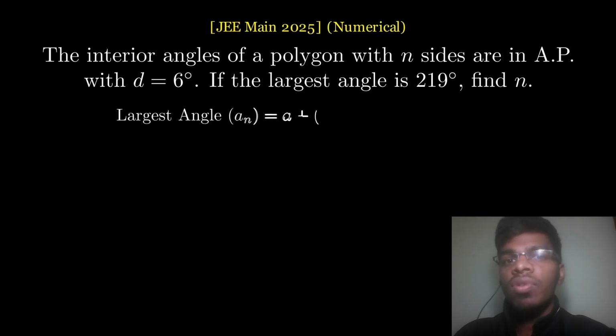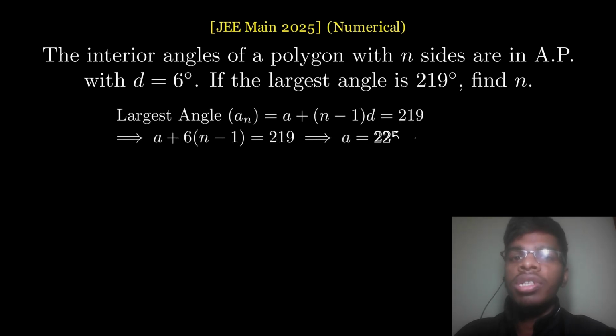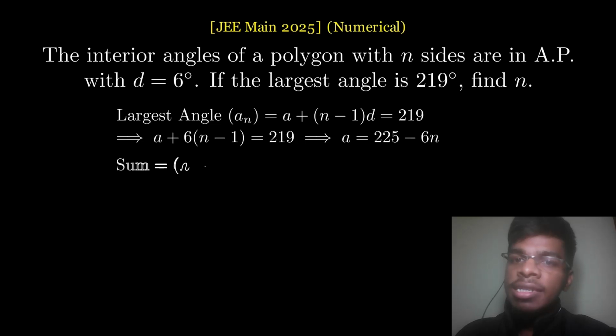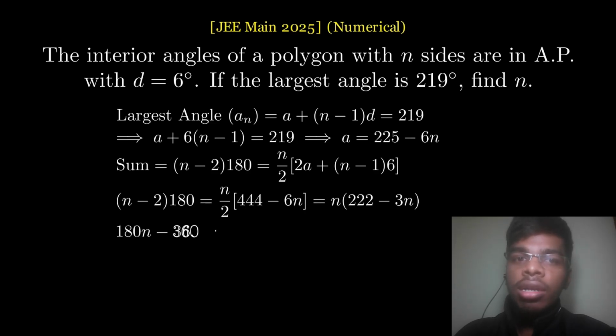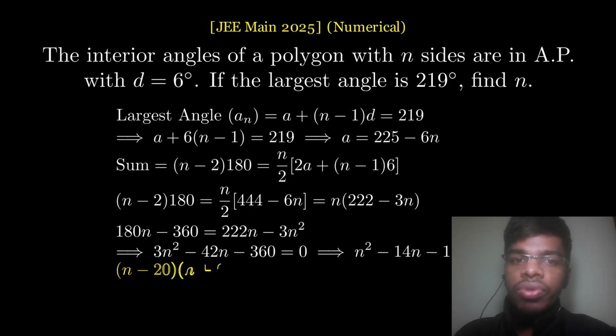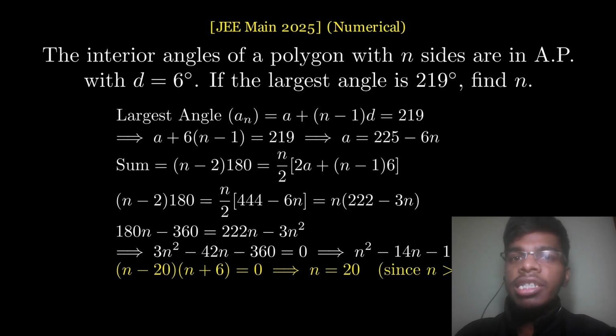So we can utilize this information and we'll get that a plus n minus 1 into d is equal to 219. So a is equal to 225 minus 6n, right? Now we know that the sum of the interior angles of a polygon with n sides is n minus 2 into 180. So you will equate that with our formula and you will form a quadratic equation which you could then factor out to get that n is equal to either 20 or minus 6. Now definitely the number of sides cannot be negative, so 20 is the correct option, and that's the correct result for this given problem.